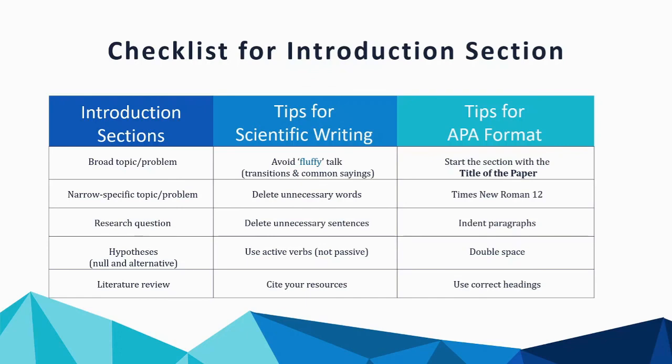And just some tips for the APA format. You're going to start the section with the title of your paper, because this is the introduction and this is the start of the paper, and we don't use the word introduction. We actually write the title of the paper bold and centered. Best to keep it in Times New Roman 12. Be sure to indent your paragraphs, and remember to double space with no additional space between paragraphs and headings, and use correct headings, because that will also help with the organization and presentation of your paper.